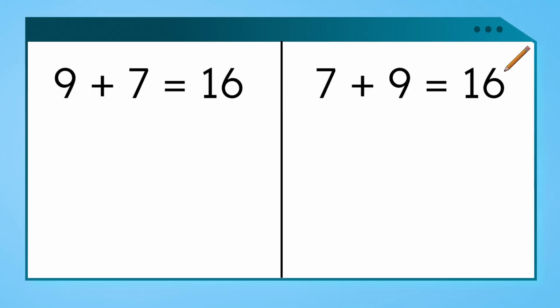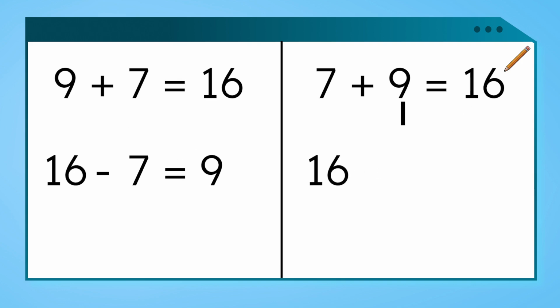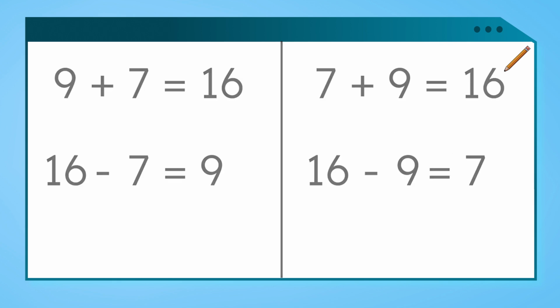Here I use the commutative property to write 2 turnaround addition facts. 9 plus 7 equals 16, and 7 plus 9 equals 16. The inverse of addition is subtraction, so we can take our largest number, or the sum, 16, and place that first in our number sentence. Then we can subtract 7 to get 9. We can also take our sum, 16, and subtract 9 to get 7. Just like that, we have a fact family.